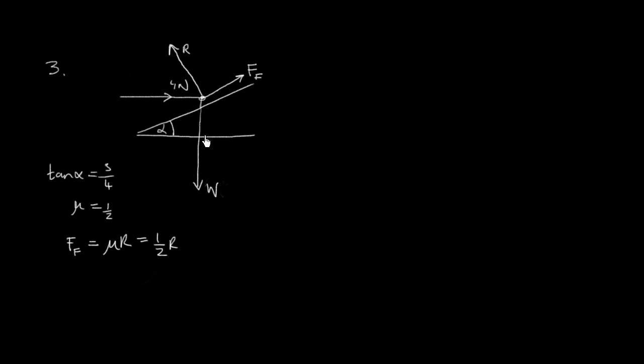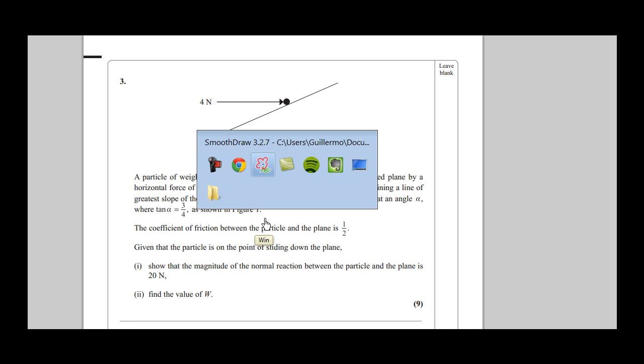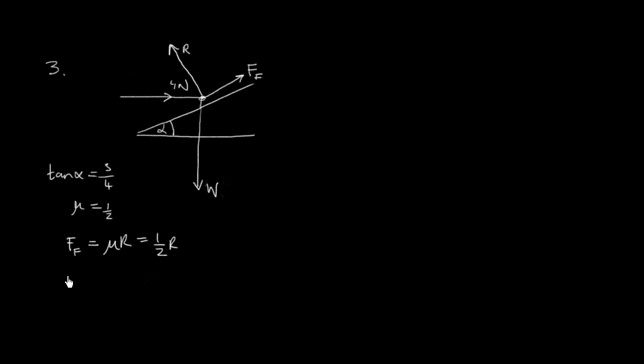So, let's see what they ask us. They say show that the magnitude of the normal reaction force, that's this one up here, between the particle and the plane, is equal to 20 newtons. So we need to find R basically. So the task that we have is to find R, and we need to show that it's 20 newtons.